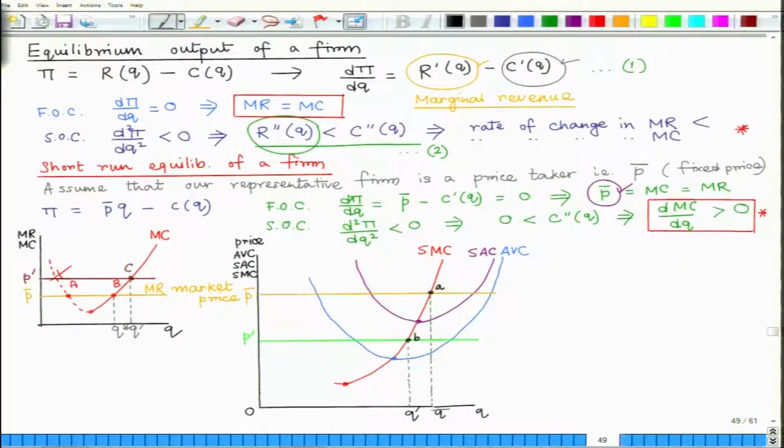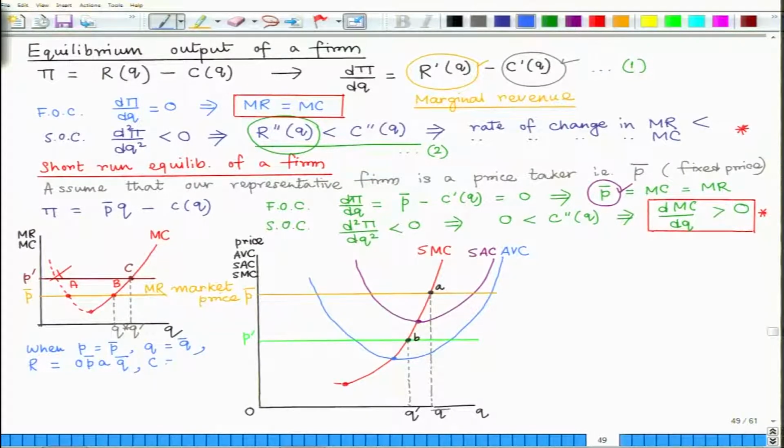Now note the difference between the first case and the second case. So let us find firm's profit in the first case. So when P equal to P bar and Q equal to Q bar, then firm's revenue R is basically the area O P bar A Q bar, right? And what is the cost of production in that case?